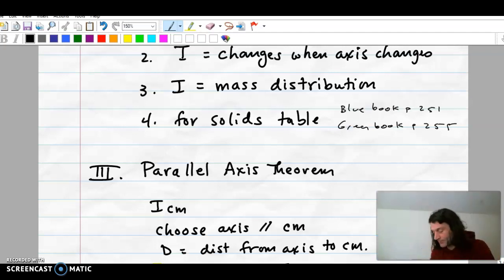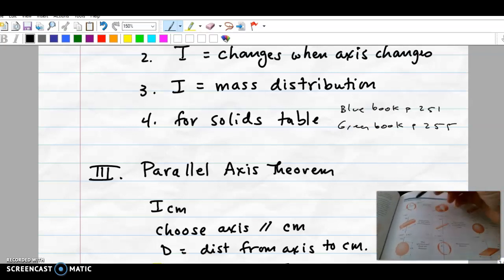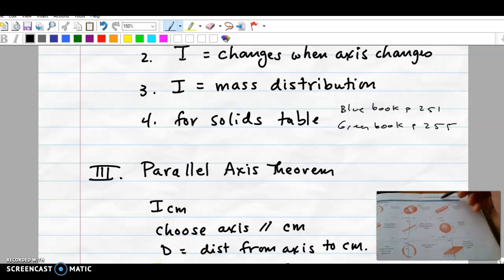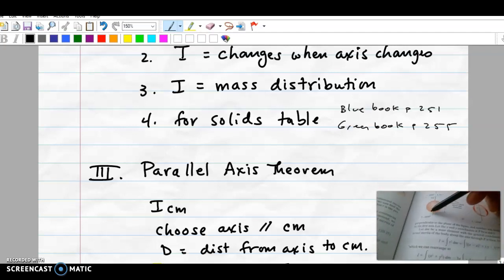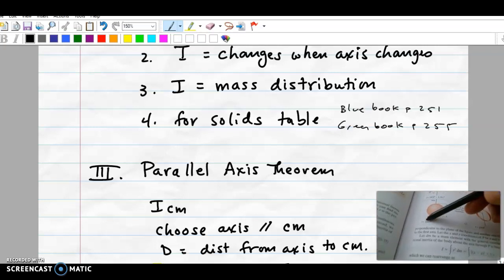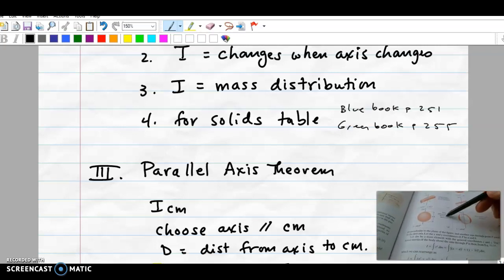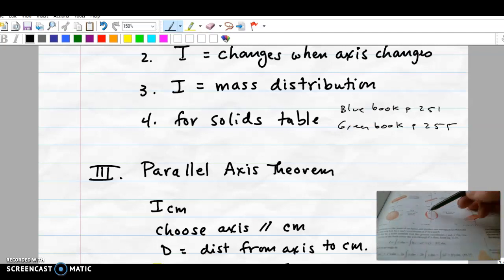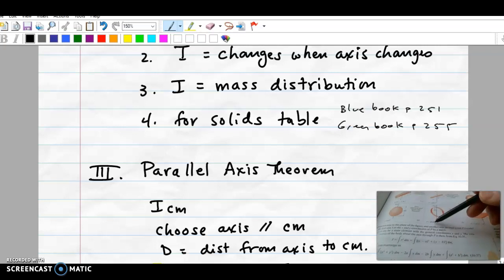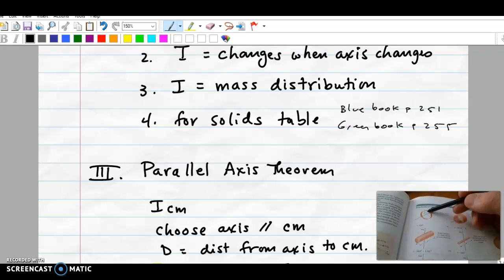The Green Book has one that is a little more detailed. It's on page 255. But this chart here, again, is just a bunch of different shapes with different axes of rotation and what their different formulas for I is or are. It's always going to have an mr squared, but sometimes there's a fraction in front of that mr squared. This one happens to be 2/3 mr squared for a hollow sphere. If it's a solid sphere, it happens to be 2/5 mr squared. If it's a hoop rotating, spinning like a coin, it's 1/2 mr squared. If it's a hoop just rolling downhill, it is just mr squared.